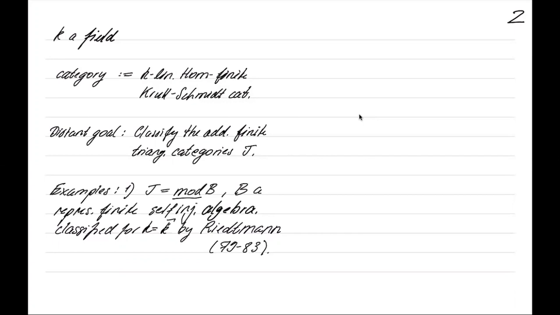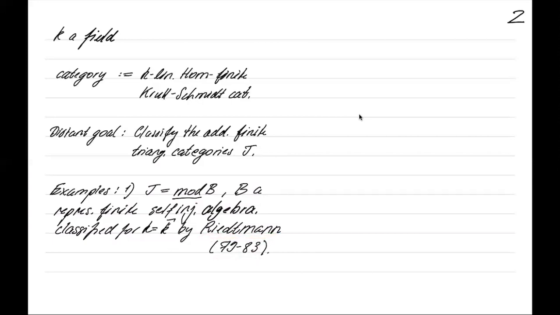And if the algebra we started with is representation finite, if it has only finitely many isomorphism classes of indecomposables, then the same holds, of course, for this stable category. So we get an additively finite triangulated category. And this class of examples, more precisely the corresponding algebras, were completely classified over an arbitrary algebraically closed field by Riedtmann between 79 and 83.